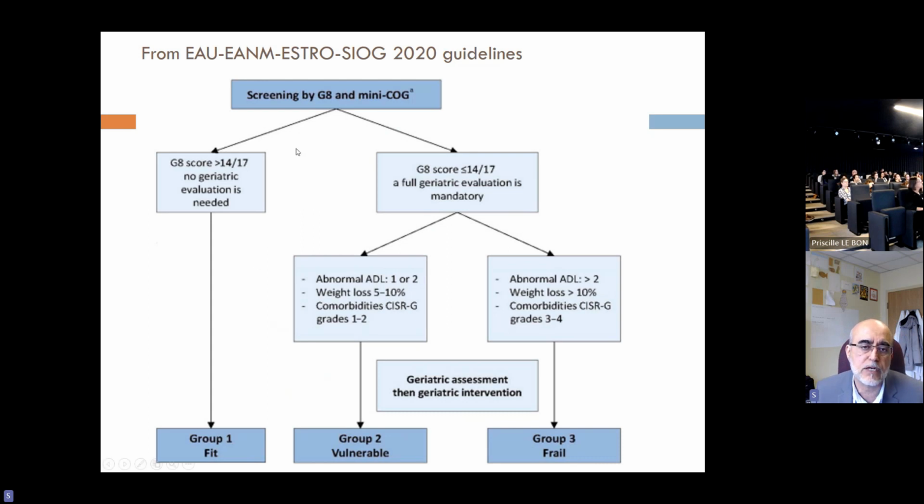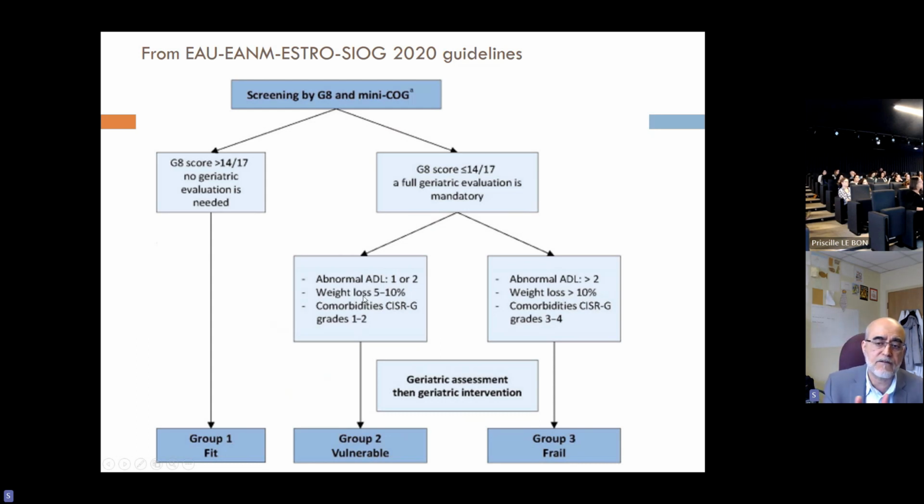But if you score normal, so a score of more than 14, then nothing further needs to be done. These people are fit. If you have a score of 14 or lower, the recommendation from the guideline is that a full geriatric assessment should be done, particularly focusing on the activities of daily living, the weight loss, and comorbidities.